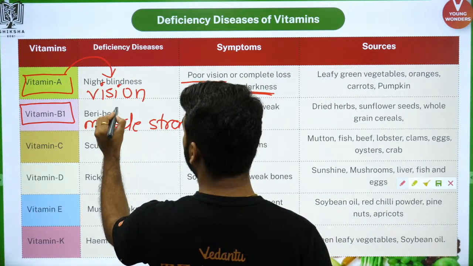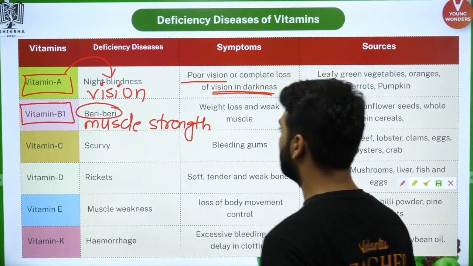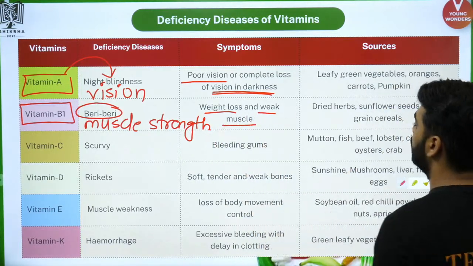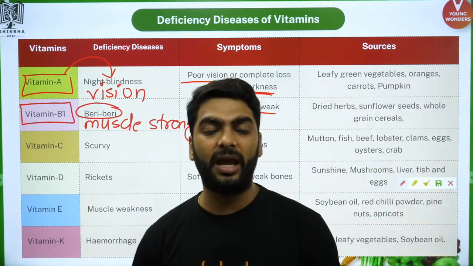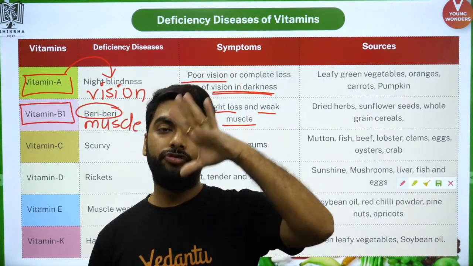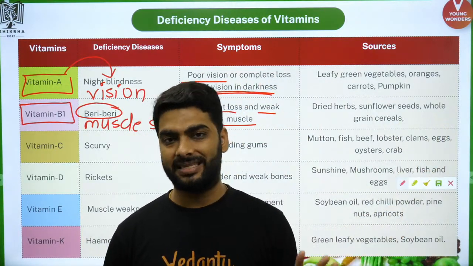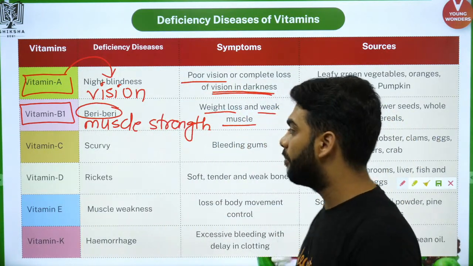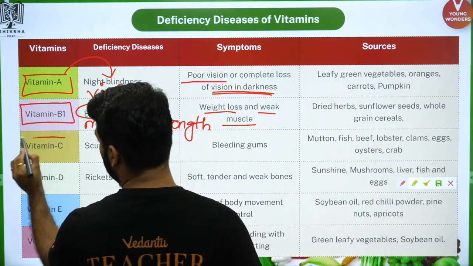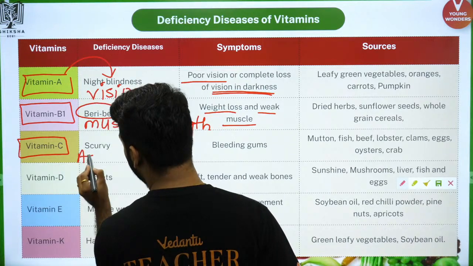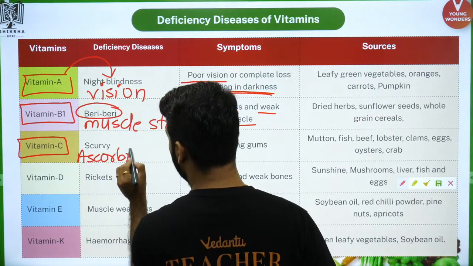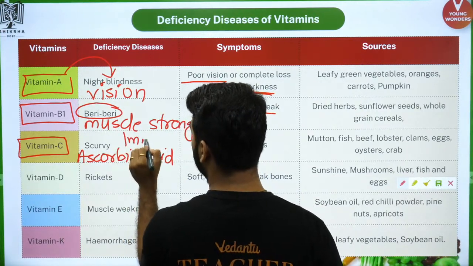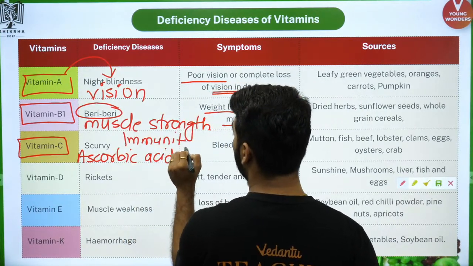If vitamin B1 is less in the diet, it causes beriberi, that is weight loss and weak muscles. And you get your vitamin B from, again, fruits, vegetables, cereals, pulses. Then we talk about vitamin C. Vitamin C is also called as ascorbic acid. It is the vitamin for immunity.